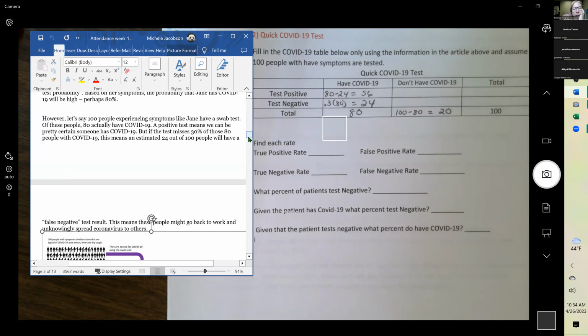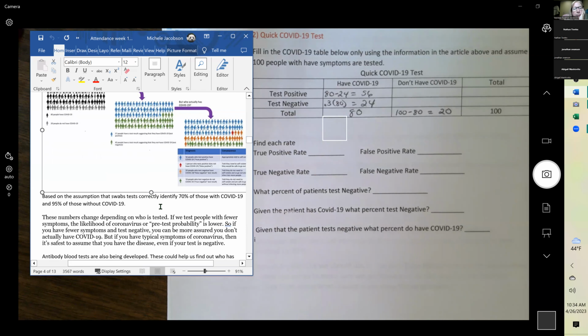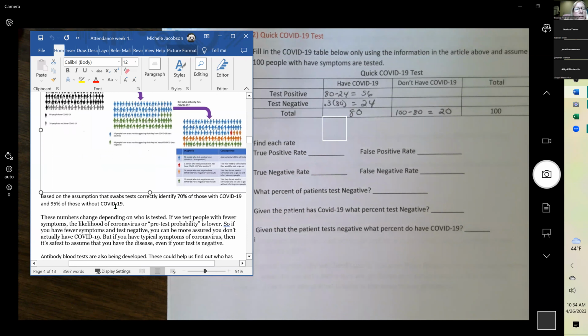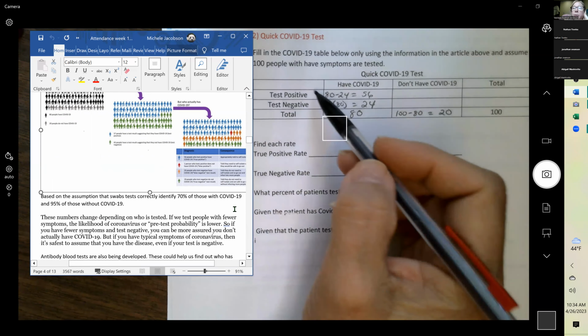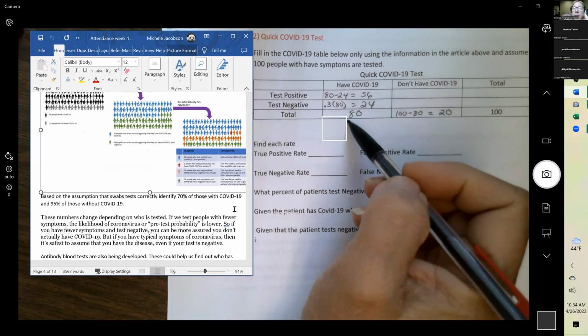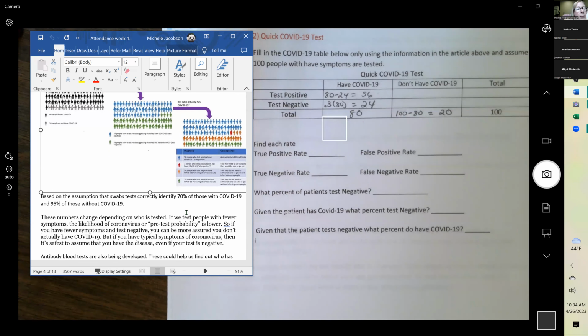Now, if we look further down, right here, based on the assumption that swab tests correctly identify 70% of those with COVID. And if you did 70% of 80, you get 56. 7 times 8, 56. And 95% of those without COVID. So it correctly identifies 95% of those who do not have COVID.